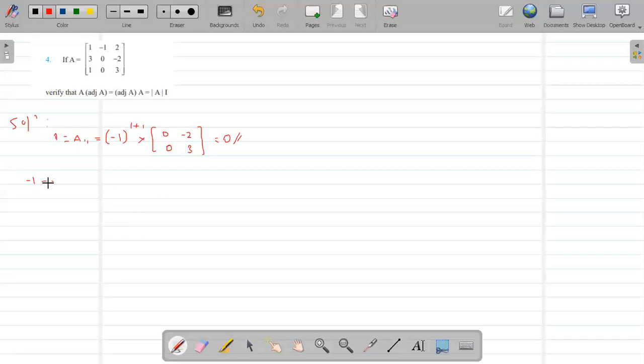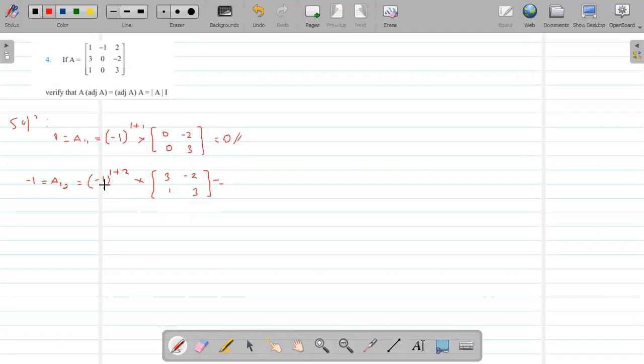Minus 1. What is the position of this minus 1? First row, second column, right? So minus 1 to the power first row plus second column into the matrix of, what will be the remaining part here? 3, 1, minus 2, 3. So the first row I have to write 3, 1, and the second row minus 2, 3. Now you are telling and I am writing. So I hope the answer will be right.